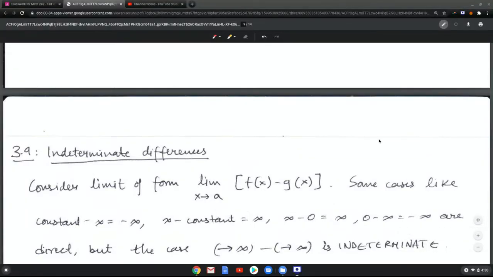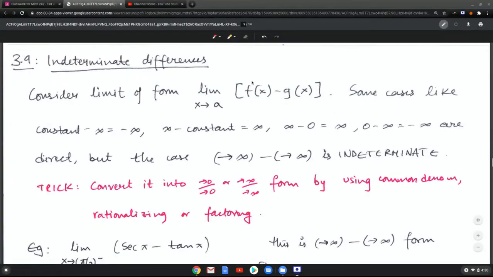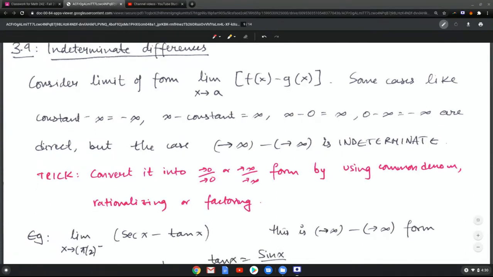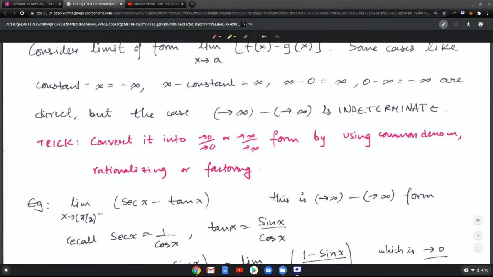Now the case for indeterminate difference is if you have a difference of two functions. And again, some cases are obvious. Constant minus infinity is negative infinity, infinity minus constant is infinity, infinity minus zero is infinity, zero minus infinity is negative infinity. These are all direct, but the only case that is problematic, or that is indeterminate, is a large number minus another large number, infinity minus infinity. So the question is, which of these numbers is larger, even though they're both going to infinity?